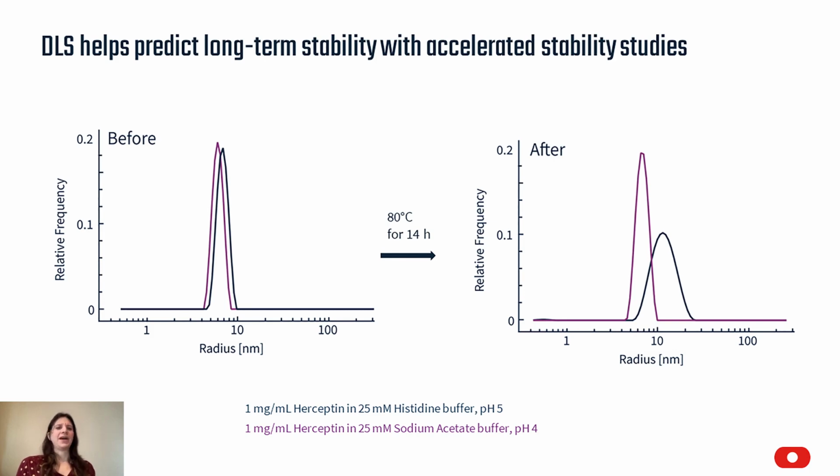I hope these examples have highlighted just how helpful DLS is when you're making judgments about your candidates and your conditions. DLS is super valuable if you're trying to throw out bad candidates and conditions early on. Anything that isn't stable will aggregate and crash out of solution, and rather than waste time trying to optimize it, sometimes it's less of a headache to choose a different option or start over.